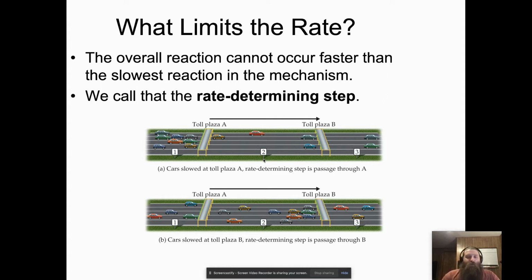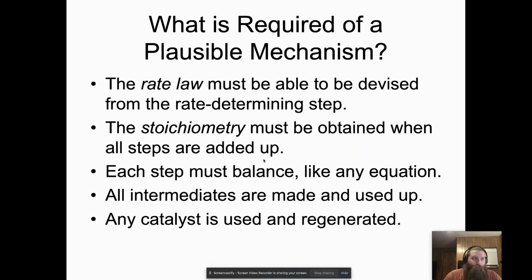The step that's going to determine the rate goes the slowest, just like the reactant that was going to limit how much product you can make was going to run out first. So we're looking for the slowest rate in order to get the rate determining step.